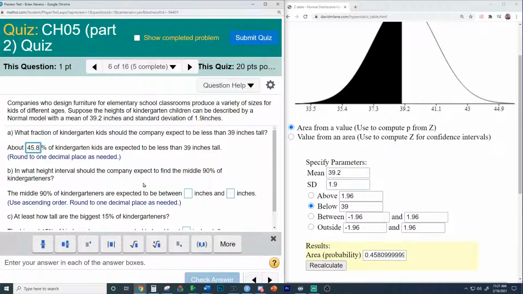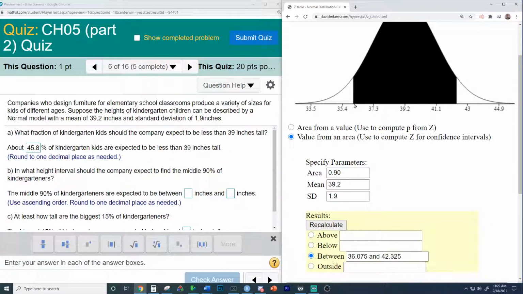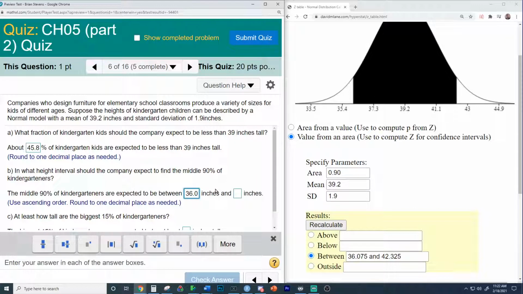45.8%. In what height should the company expect the middle 90%? So now we're given a percent. So we go back over to here, put in percent. Middle 90% is 1.645 is the z-score. So actually, is that showing the answer? There's the z-score of 1.645. And here's the answer right there. So we know the answer is 36.07, one decimal, and 42.3.